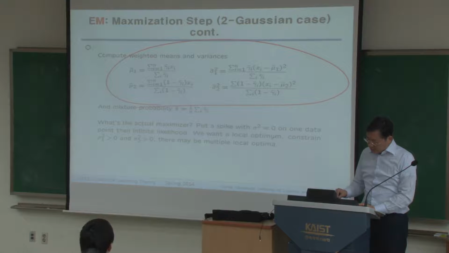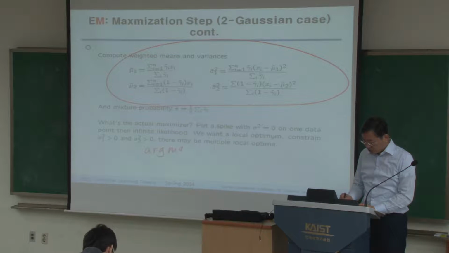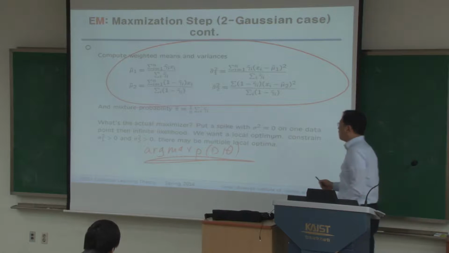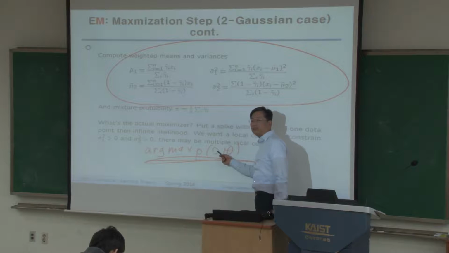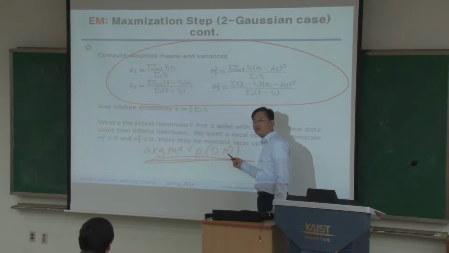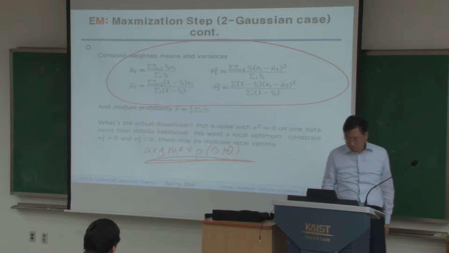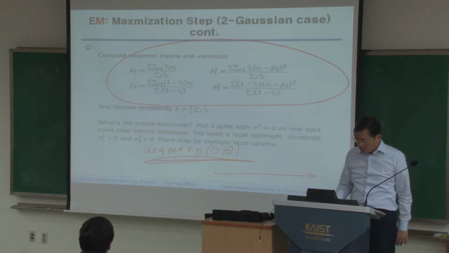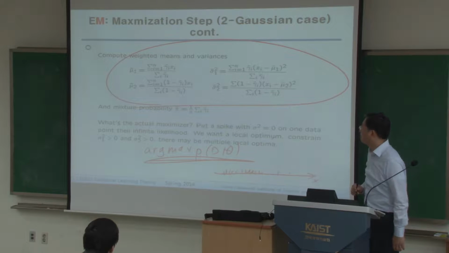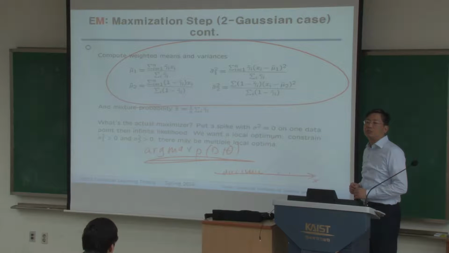Another reason, as I said, is overfitting. I want to find theta that maximizes the probability of the data. And let's say I have one-dimensional data that's scattered around here, like that. And I want to fit two Gaussians on it.